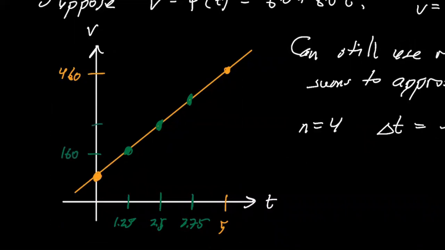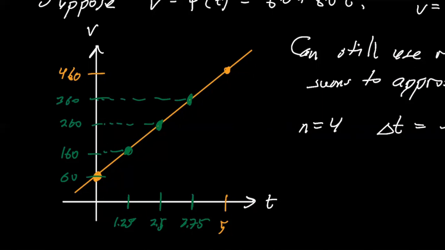This is height 260. Actually, the numbers work out kind of nicely because you're going from 60 to 460 in 4 steps. So really it's just going up by 100. Okay, so say we wanted to do, I don't know, the right sum. Let's try the right sum.